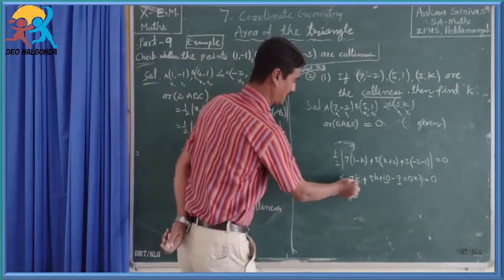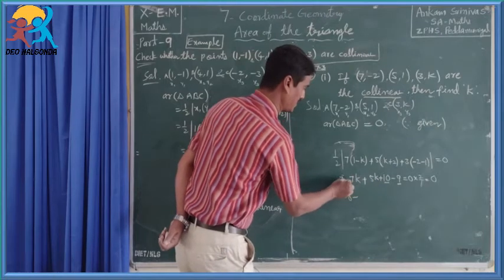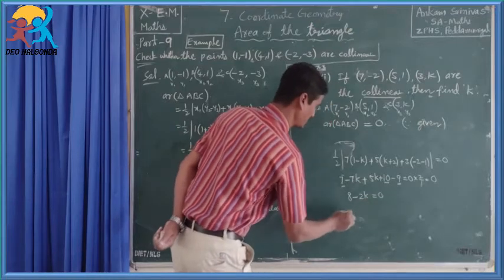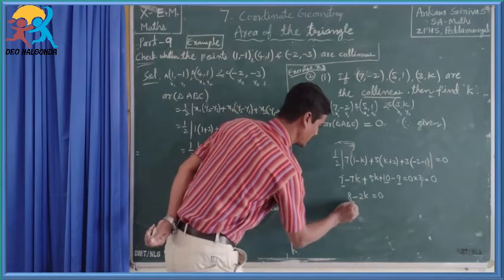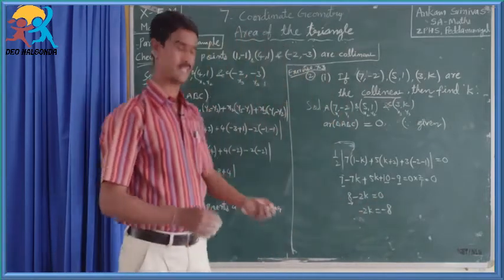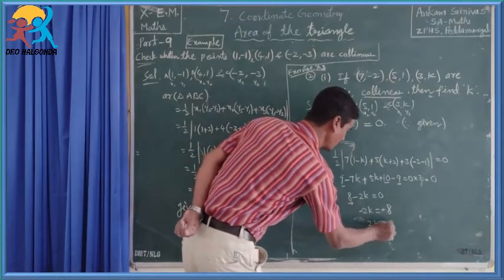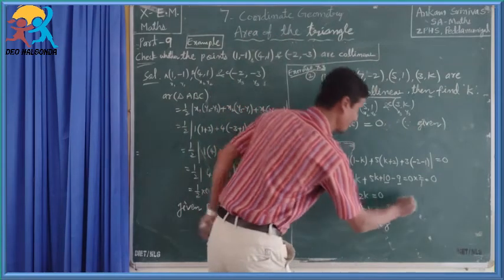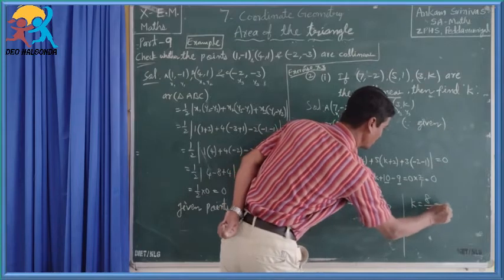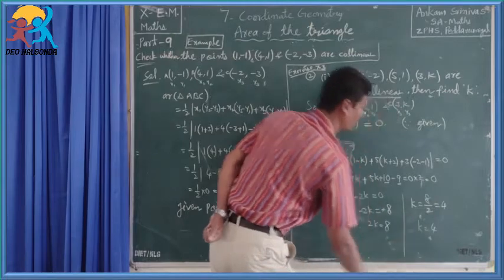Minus 7k plus 5k, 7 minus 5 is 2, 7 as a negative number, we will get negative 2k, equal to 0. Now transfer to the right side, 8 transfers to the right side: minus 2k equal to minus 8, and the minus signs cancel, and 2k equal to 8. Then k equal to 8 by 2 equal to 4, 2 fours are 8. So k equal to 4.